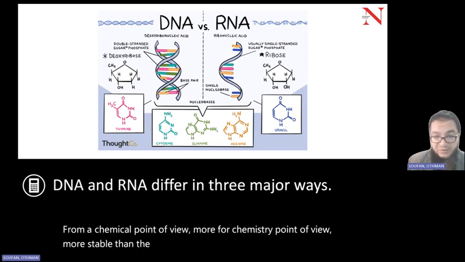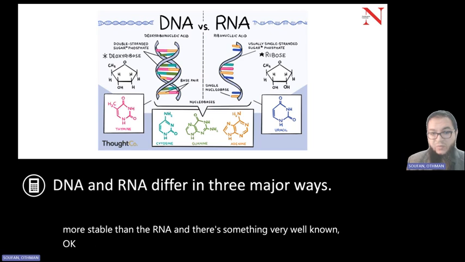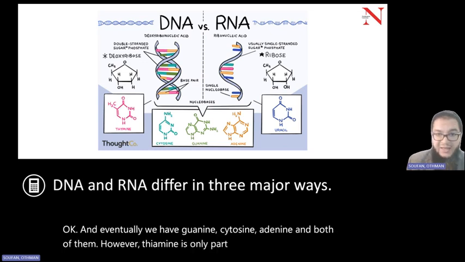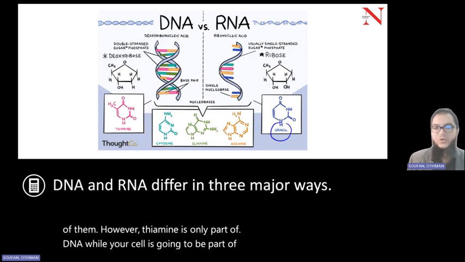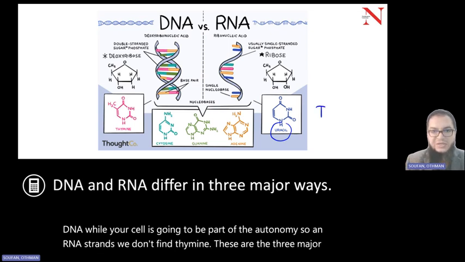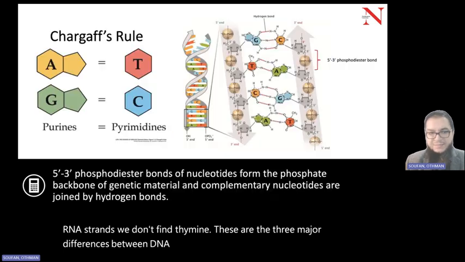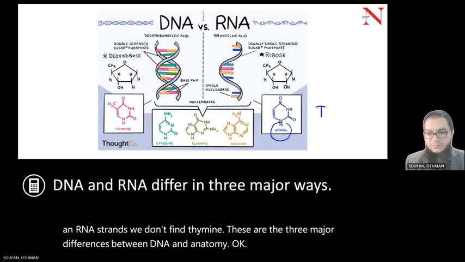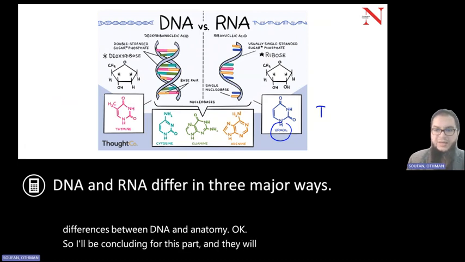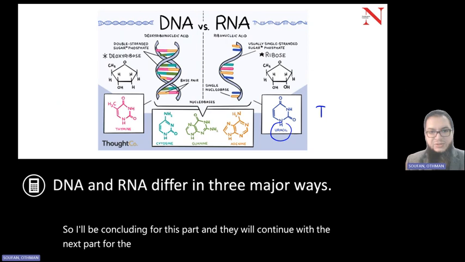And this is something very well known. Eventually, we have guanine, cytosine, and adenine in both of them. However, thymine is only part of DNA, while uracil is part of the RNA. So in RNA strands, we don't find thymine. These are the three major differences between DNA and RNA. So I'll be concluding this part, and then we'll continue with the next part of the first lecture of week 1.